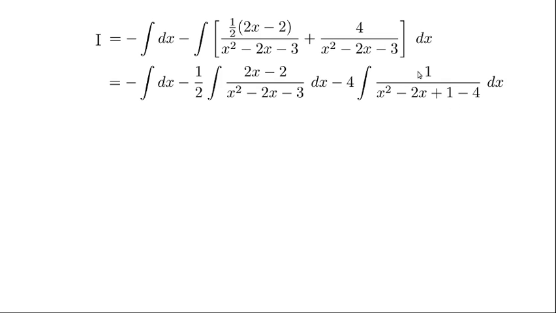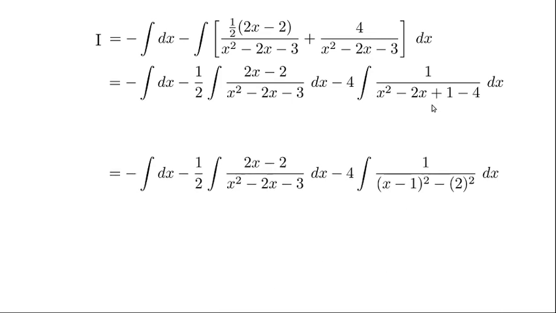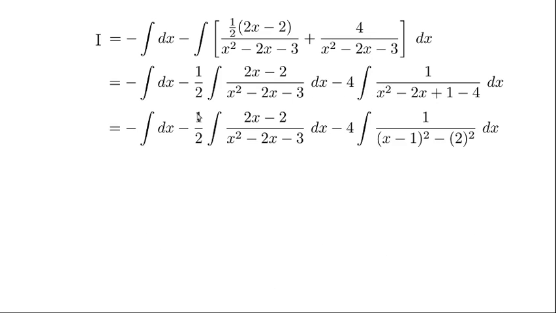And simultaneously I have made a small rearrangement in the denominator over here. So what I've done is I've added 1, subtracted 1. So minus 3 minus 1 gives you minus 4. Because you can observe that this becomes a square minus 2ab plus b square, a minus b whole square form. So it reduces to minus integration dx minus half integration (2x minus 2) upon x square minus 2x minus 3 dx minus 4 integration of 1 upon (x minus 1) whole square minus 2 square dx.